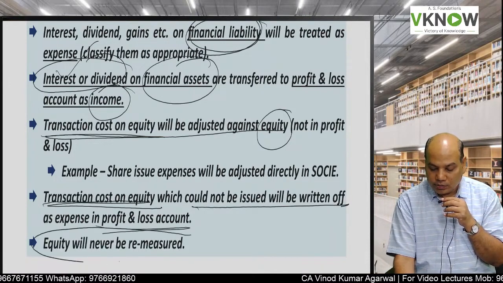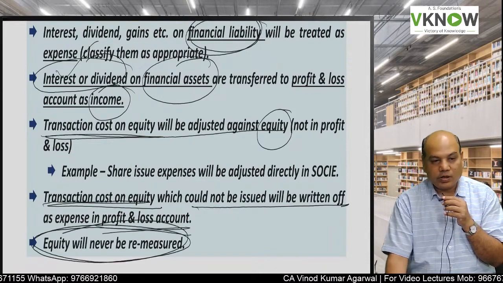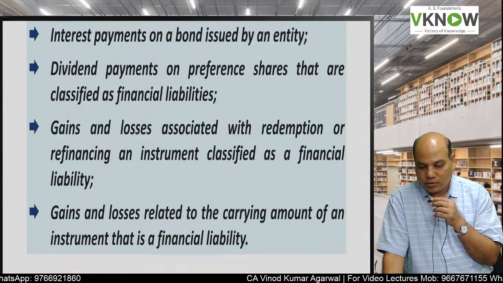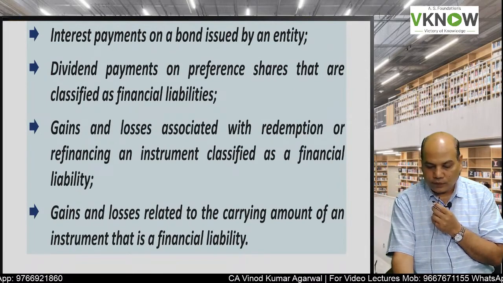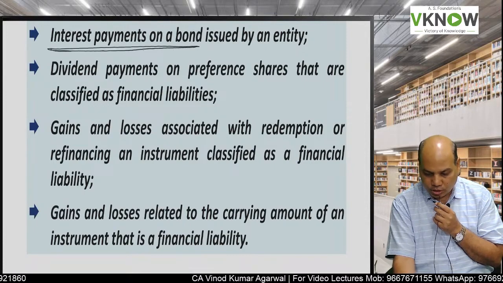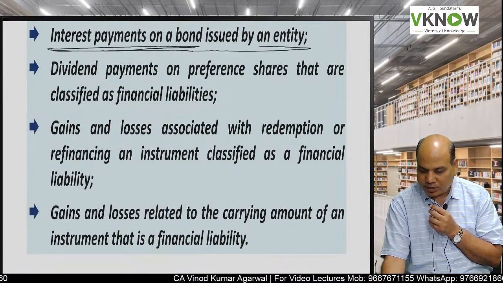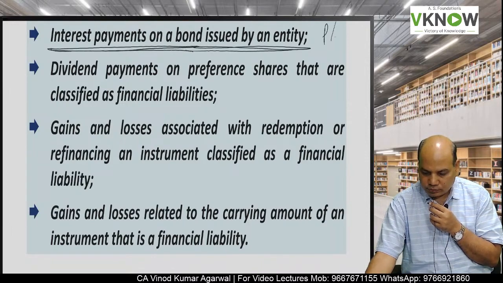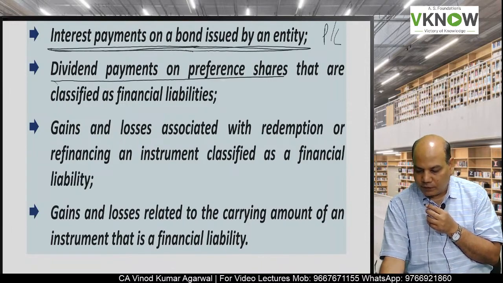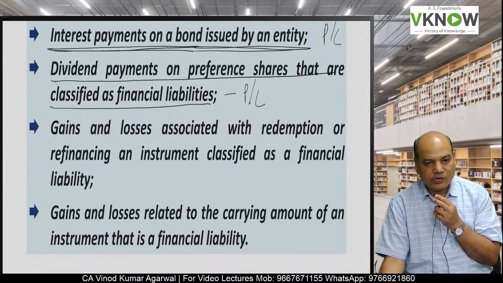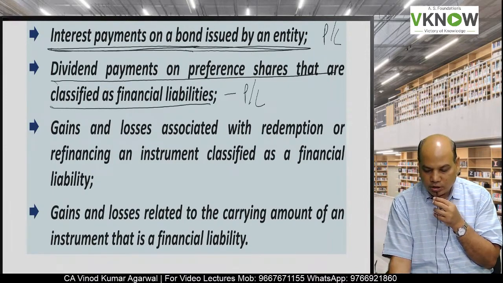One important thing, equity is never remeasured. Some examples of income and expense. Interest payment on a bond is an expense, and will go to the P&L account. Dividend on a preference share, which is classified as a financial liability, is an expense in the P&L account.